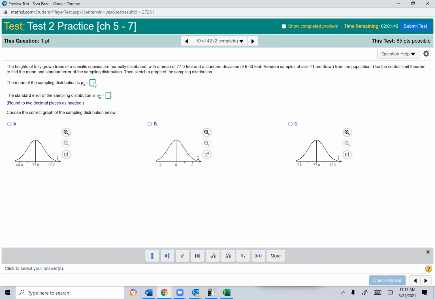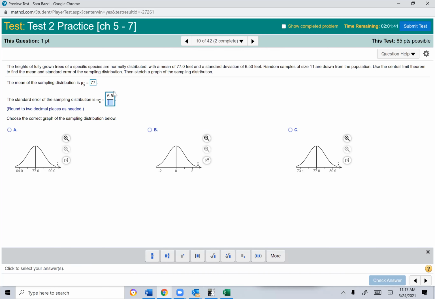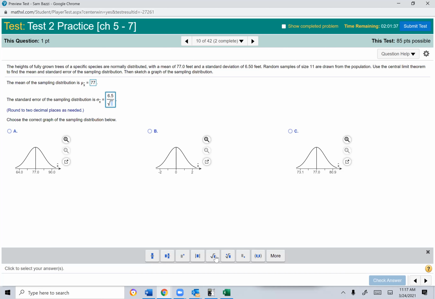So mu of x bar, guys, will be the same as the original mean. And the standard deviation will be the original one, which is 6.5. But you must divide it by square root of 11. But don't leave it like this for the answer. He wants the answer. You just do the math and get the answer.